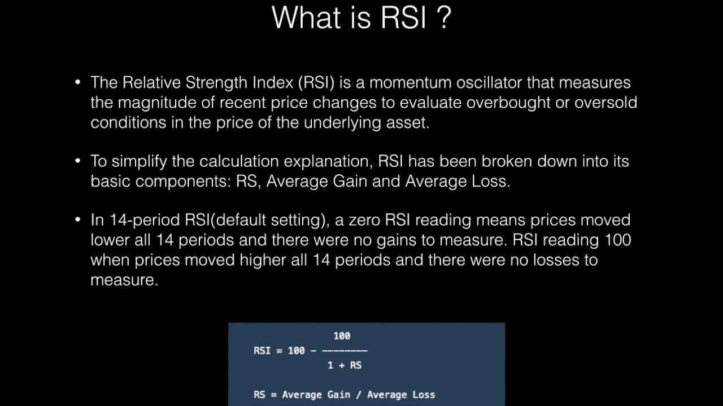We will not get into the mathematical calculation of RSI, but to simply break it down, RSI is comprised of three basic components: relative strength, average gain, and average loss. Relative strength is the ratio of average gains to average loss. In a 14-period RSI, which is the default setting, a 0 RSI reading means prices moved lower on all 14 periods and there were no gains to measure. RSI reads 100 when prices move higher on all 14 periods and hence there were no losses to measure.